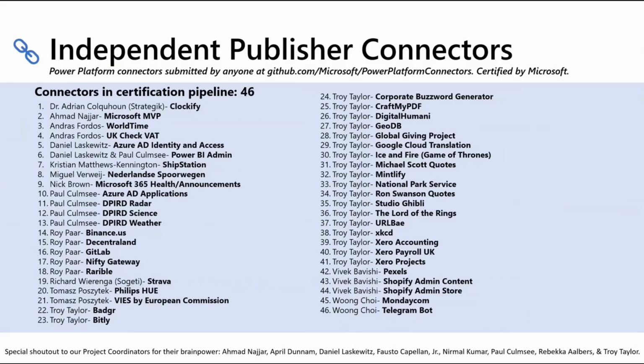And just to have a look at all the awesome connectors that we have in our pipeline still. So we still have 46 more to get published. We had about 10 new connectors this month. One of them is Digital Humanity. We also had Christian share a connector to ShipStation. Paul has added 3 connectors to several public services. So it's awesome to see the continued momentum and all the funny connectors that we have and interesting ones like the Lord of the Rings.